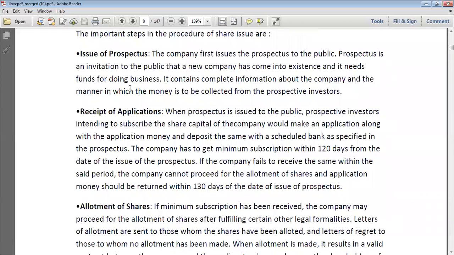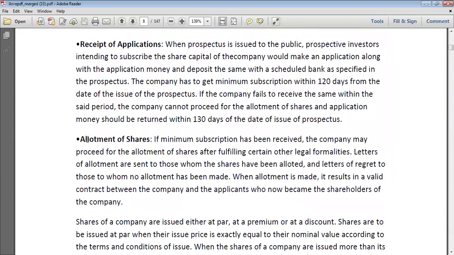Once the prospectus has been issued, the company will receive the applications, and with the application, shareholders have to pay the application money. After receiving the application money, the company has to allot these shares. Now, there is a condition of the Companies Act. The company has to get minimum subscription within 120 days from the date of issue of the prospectus. If the company doesn't get minimum subscription, then it cannot allot the shares. If within 120 days the company receives the minimum subscription, only in that case can the company further proceed to allot the shares, otherwise not.